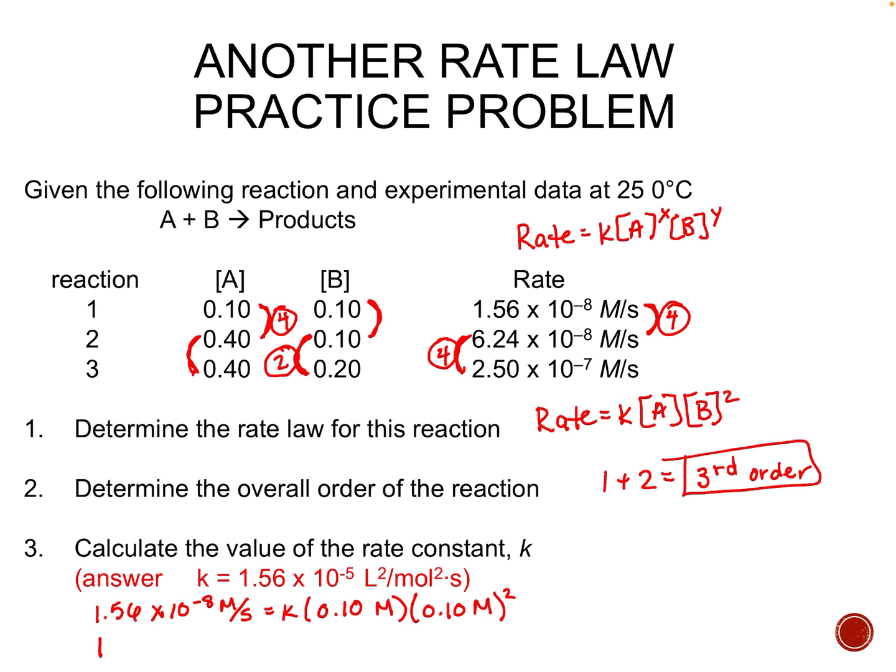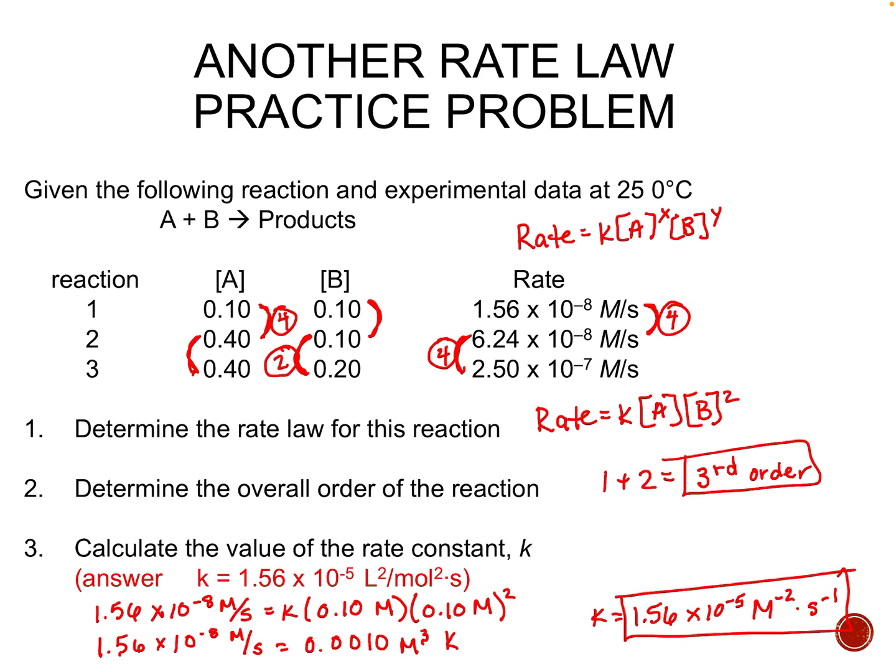Once we go through and do that, we have 1.56 times 10 to the minus 8 molarity per second. And then all of those together will get us 0.0010, or 1.0 times 10 to the minus 3, whatever you like, molarity cubed times k. Now when we move that molarity cubed over, we get that k is equal to 1.56 times 10 to the minus 5, and I have it as liters squared per moles squared per second, or you can write it as molarity to the minus 2, seconds to the minus 1.